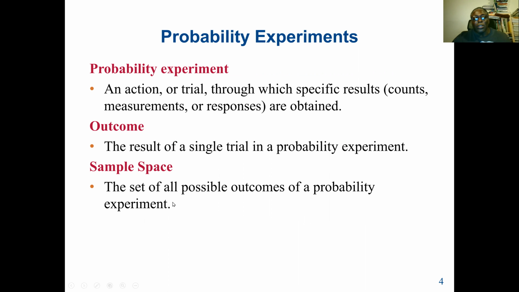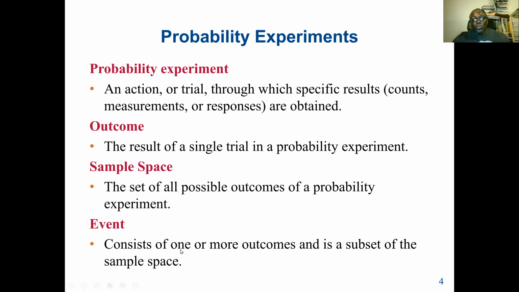Sample space is the set of all possible outcomes of a probability experiment. So for tossing a coin, the sample space is head and tail. But for the outcome, it has to be either head or tail, not both. An event is what takes place, and anytime something takes place, we get a result at the end of it. An event consists of one or more outcomes, and it's a subset of the sample space.